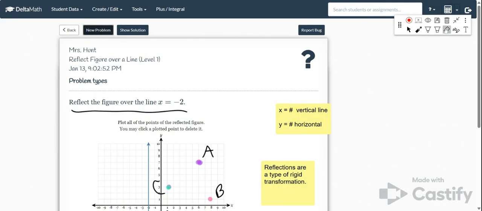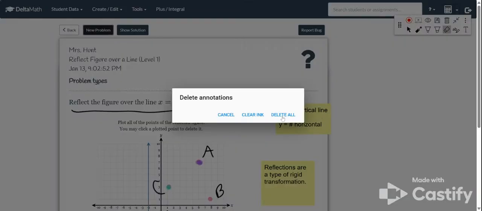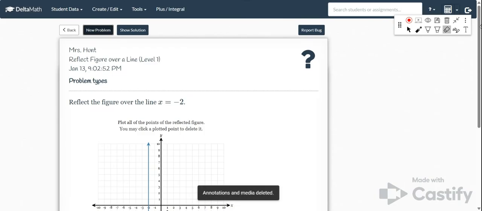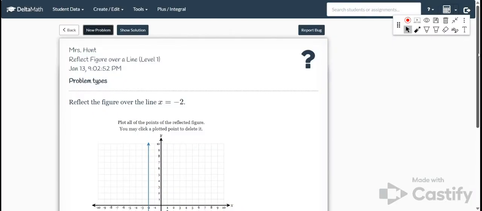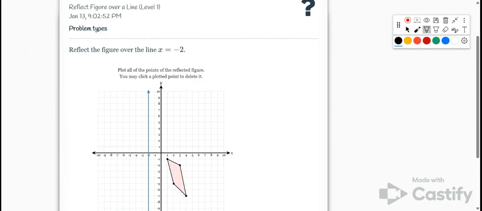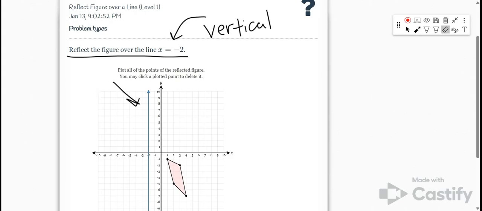Yep. And for this one, I'm just going to show you the solution. But take a look at how the directions have changed here. In this problem, it says to reflect the figure over x equals -2. That is a vertical line going through -2. So I see a vertical line has been drawn for me. Otherwise, I would draw it myself.